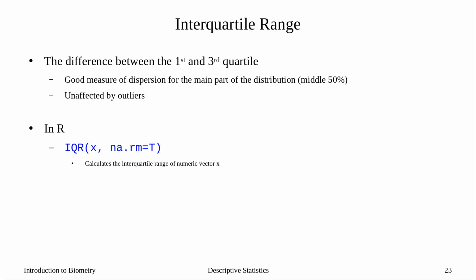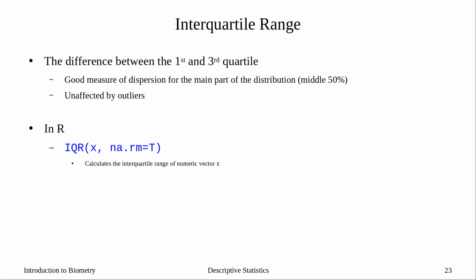We can calculate the interquartile range by hand by calculating the first and third quartile, or we can let R do it for us. The function in R is IQR, and then our vector. Note that IQR is all capitals, so capital I, capital Q, capital R. This function also has the na.rm argument, but again, if you create your own vector, then you typically don't have to worry about missing data and you can leave it off.